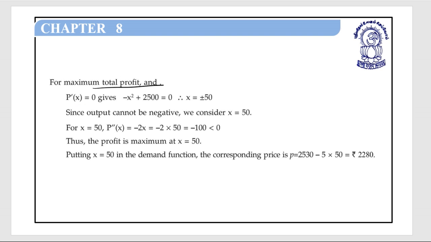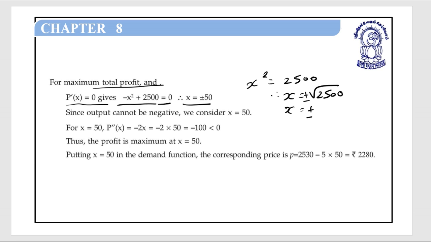For maximum total profit, P dash x is equal to 0. So minus x square plus 2500 is equal to 0. So x square is equal to 2500. So x is equal to under root of 2500, so plus or minus 50. Output cannot be negative, so x is equal to 50.